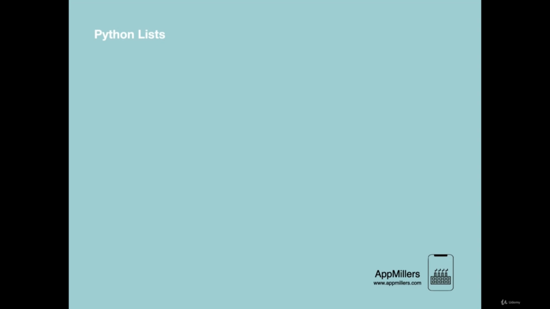Hi there, and with this lecture, we start a new section in which we will discuss Python lists. A list in Python is a built-in data structure, which means that it comes with the standard Python library. There are other built-in data structures in Python, such as tuple, dictionary, and set. Here, in this course, we will look at lists, dictionaries, and tuples. So let's start with lists.